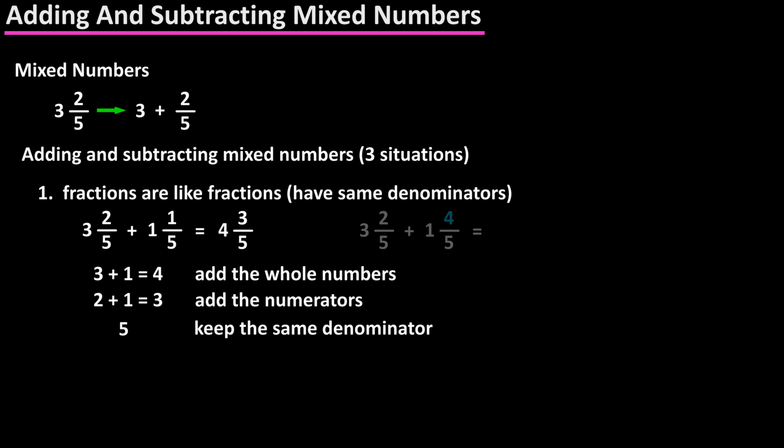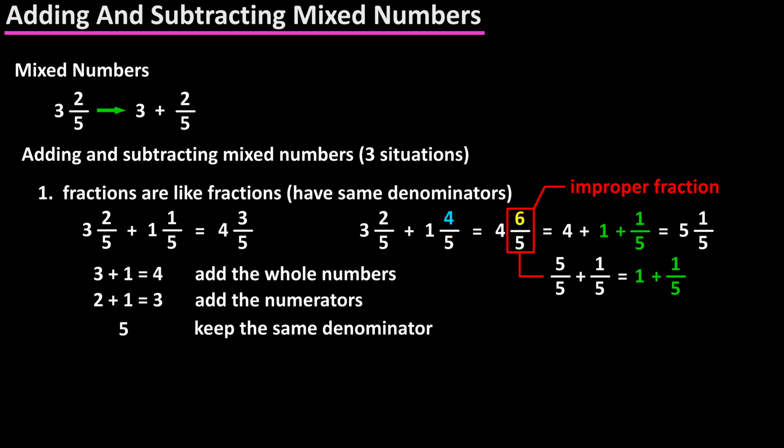As a note, if the problem were 3 and 2 over 5 plus 1 and 4 over 5, our answer would be 4 and 6 over 5, which is an improper fraction. We would then convert the improper fraction to a proper fraction, and have written out that process here. 6 over 5 becomes 5 over 5 plus 1 over 5. 5 over 5 is equal to 1, which we add to the other whole number of 4, and the final answer is 5 and 1 over 5.